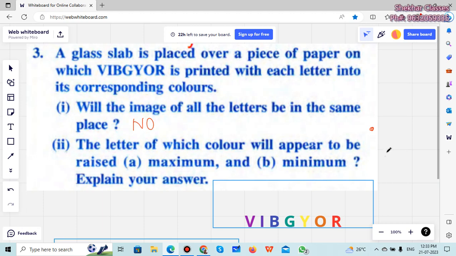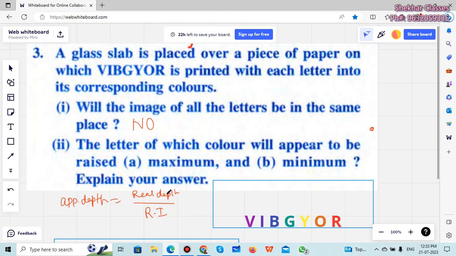And what is the formula? Apparent depth is equal to real depth upon refractive index. Now violet has the highest bending power because it has the smallest wavelength and lowest speed, so it will bend the most and have the highest refractive index. The real depth is the same.